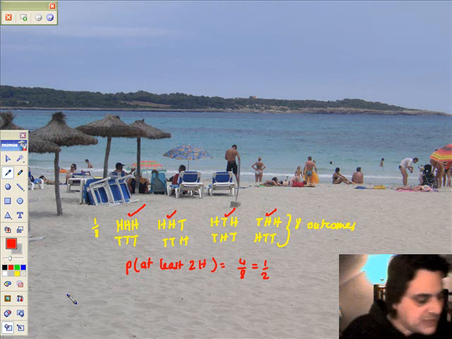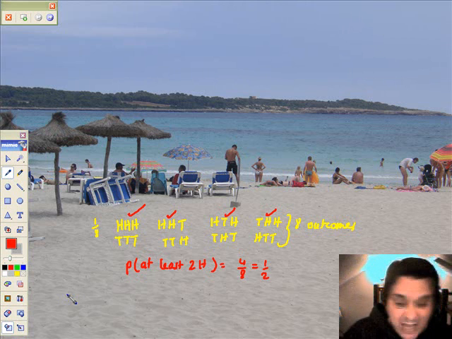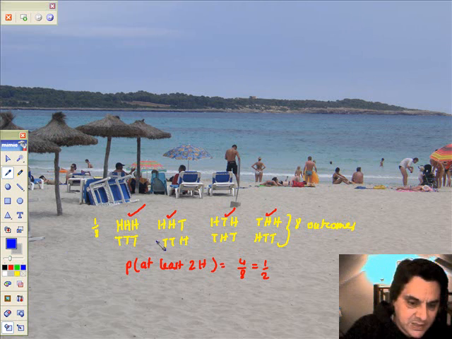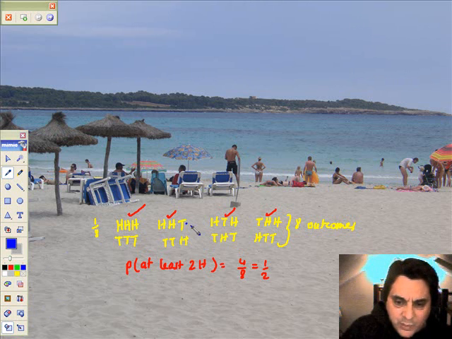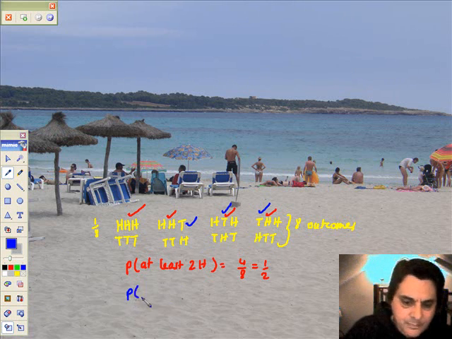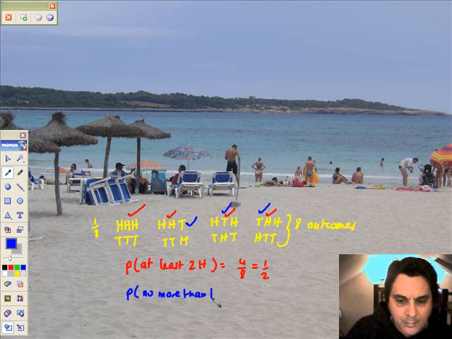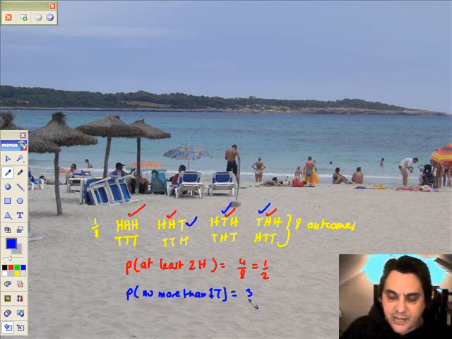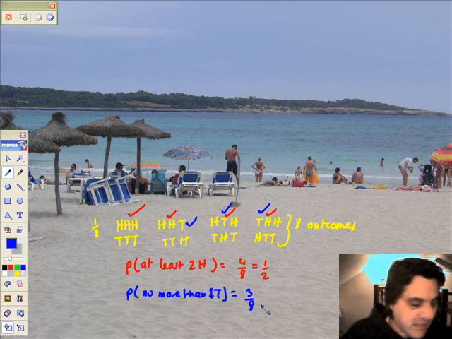Next bit, the probability that no more than 1 tail occurs. Let's have a different colour to highlight it. No more than 1 tail. Well, I'll have that one with 1 tail. I'll have that one with 1 tail. I'll have that one with 1 tail. Are there any more 1 tailers? Nope. They're all 2s. So no more than 1 tail means those 3. That's meant to be 1 tail. Probability of no more than 1 tail is 3/8. And that can't be simplified. Okay, so that's the add-on to that. And I'm very happy with the way that's turned out.